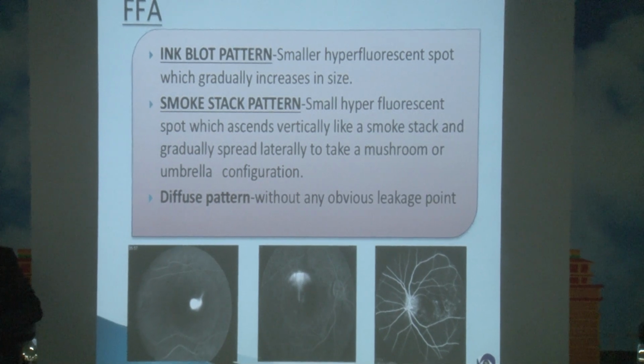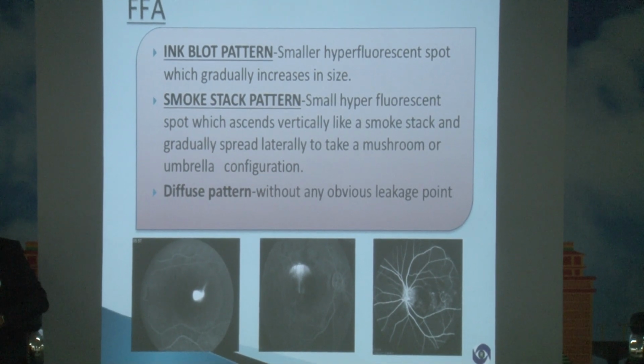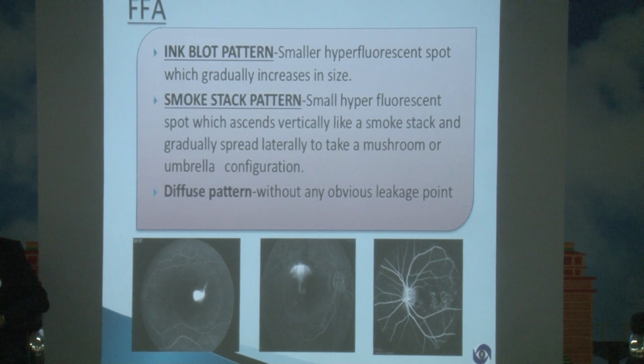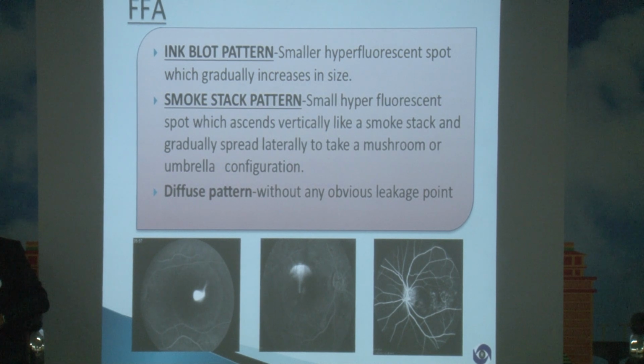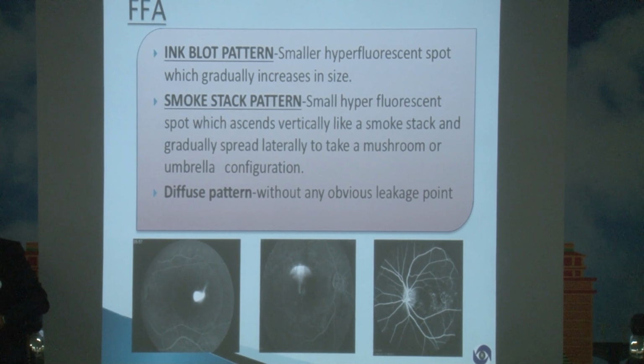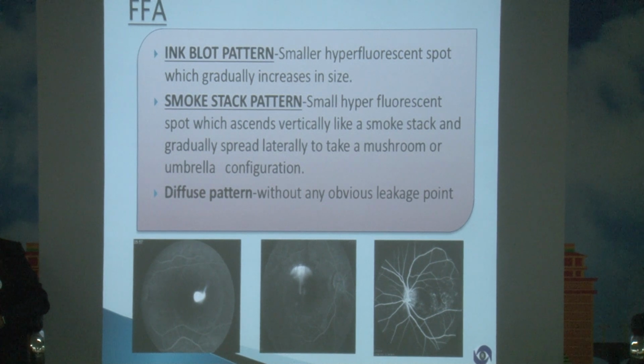FFA, again, is very typical. You'll see the typical ink blot pattern, a small hyperfluorescent spot which gradually widens, and the smokestack pattern, a small hyperfluorescent spot which extends vertically like a smokestack and gradually spreads laterally to an umbrella or mushroom pattern. And a diffuse pattern: sometimes it doesn't conform to any of these, and we can get a diffuse pattern too.